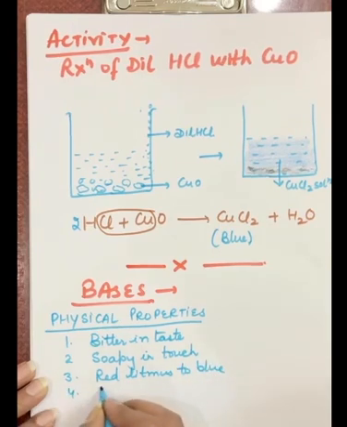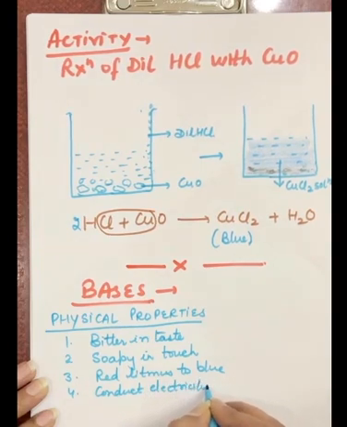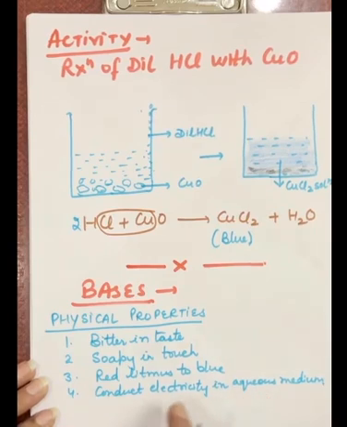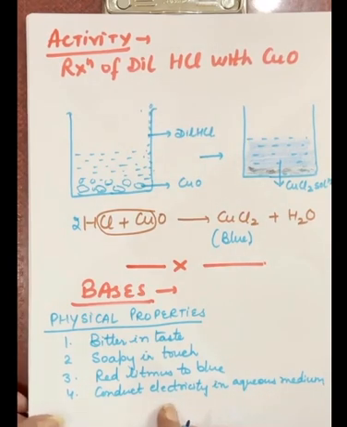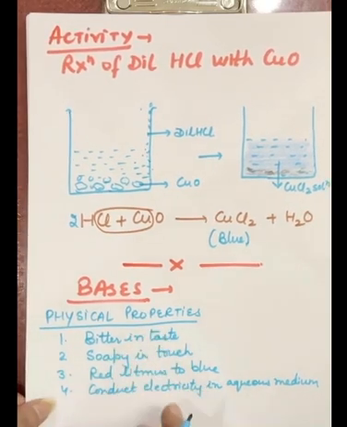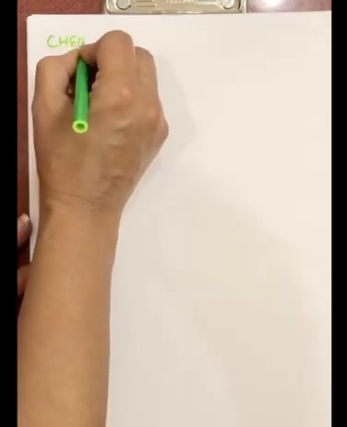They are also conductors of electricity like acids, but again here in aqueous medium, in water. So when they are dissolved in water, then only bases will change to ions, and because of that they conduct electricity. So these are physical properties of bases. Moving on to the chemical properties of bases.